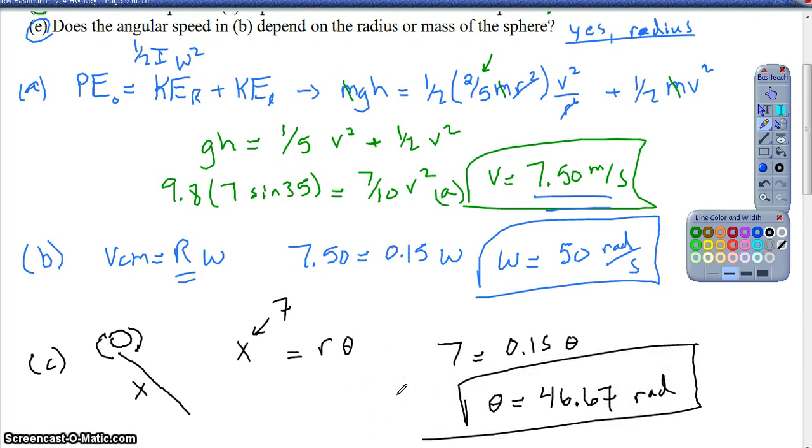Okay, so again, don't make that more complicated than it has to be. However far down the ramp it's gone, that is the arc length around the circumference that the sphere will also have had to have rotated through. So then I just need to convert the arc length to the angular displacement.